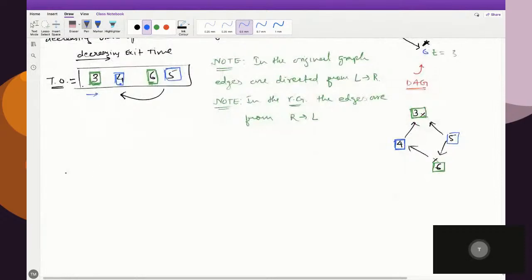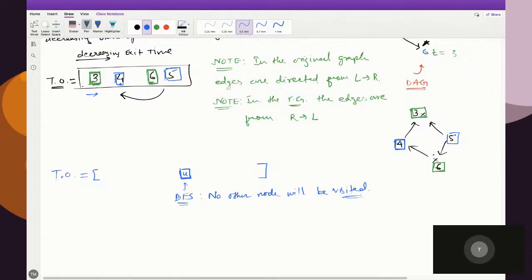So in general, what happens is, when you have the topological ordering like this, and you are at a particular node U, and you do the DFS from here, no other node will be visited. Right? No other node will be visited.